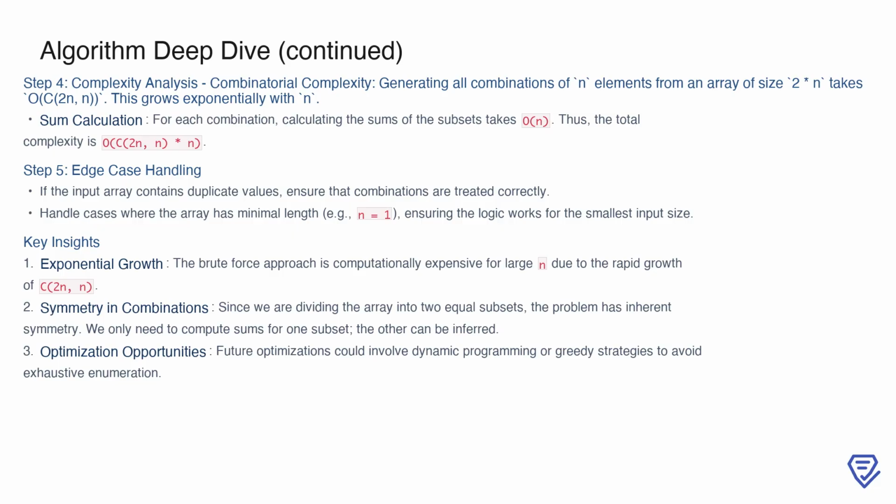Moving on to edge cases, it's important to consider scenarios like arrays with duplicate values, ensuring that combinations are handled correctly. For the smallest possible input size, such as n equals 1, the algorithm must still provide valid results. Key insights from this analysis include recognizing the exponential growth of combinations, leveraging symmetry in the problem to avoid redundant calculations, and identifying potential optimization opportunities, such as dynamic programming or greedy techniques, to reduce the computational burden.